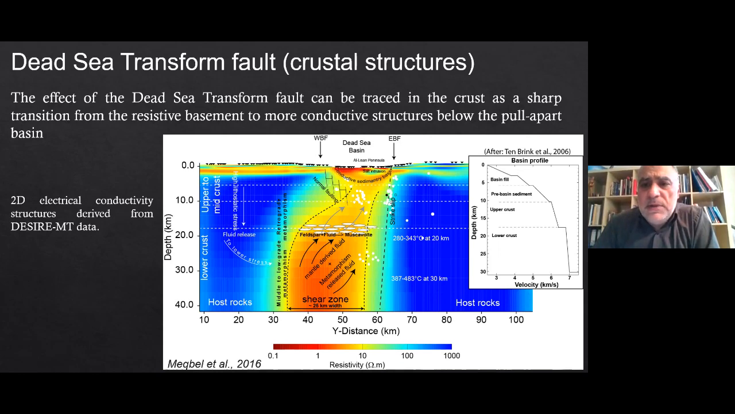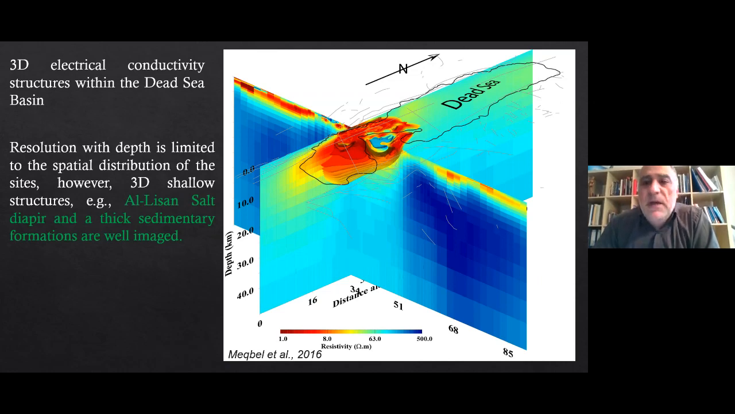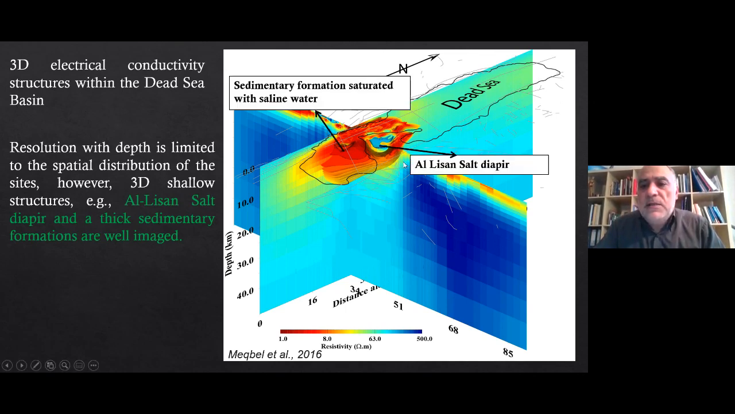Since we also have a shorter profile in the north-south direction, we decided to do a 3D inversion. But again, as with the situation in the northwestern part of the SAMTEX array, the spatial distribution is limited, making the 3D inversion to some extent difficult in such scenarios. Nonetheless, looking at the 3D features observed here, for example this resistive block, it is consistent with what we call the Lisan salt diapir, which is also observed in boreholes.